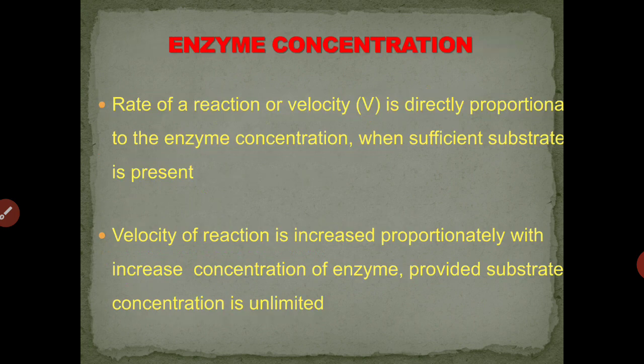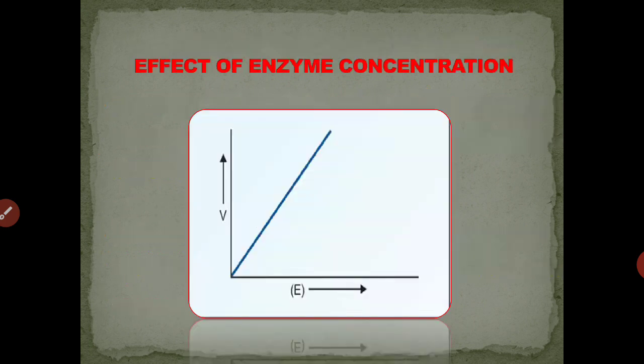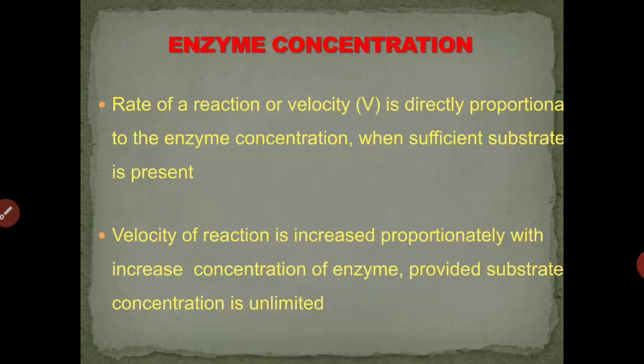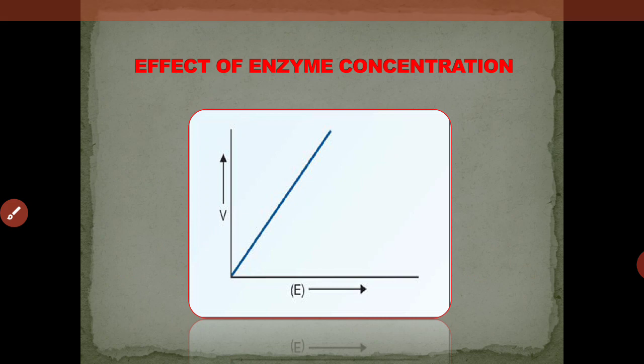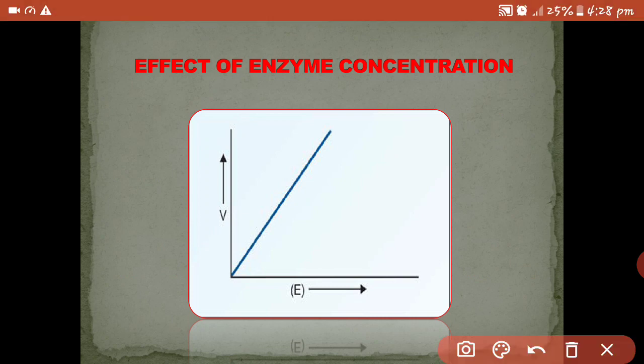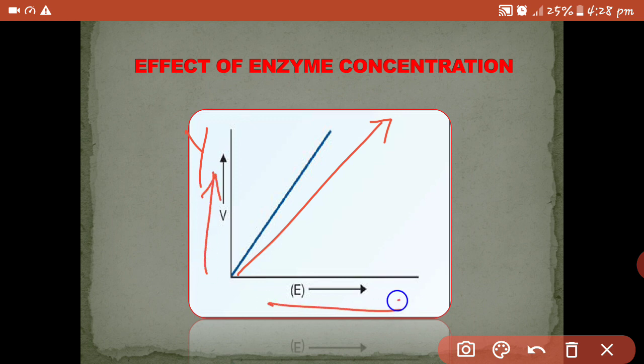Okay, so when you plot this on the graph, you will get a straight line curve here like this. On the y-axis you are plotting the velocity of the enzyme catalyzed reaction, and the enzyme concentration on the x-axis. So here you can see increasing the enzyme concentration is increasing the velocity proportionately.